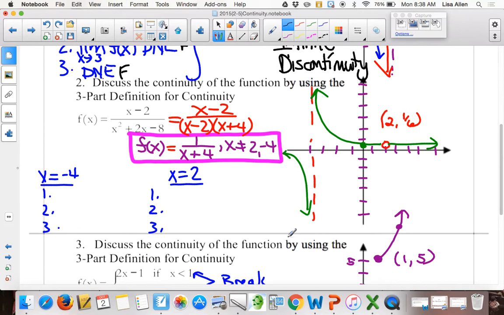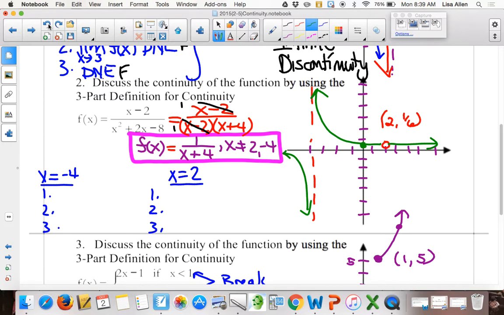We're going to discuss the continuity of the function by using the three-part definition. I have two places in this, because even though we remove the discontinuity of the x minus 2, it still exists, and we have a hole as the limit. If we look at the limit and plug in x equal to 2, we get 1 over 2 plus 4. You can clearly see that it's equal to 1/6.